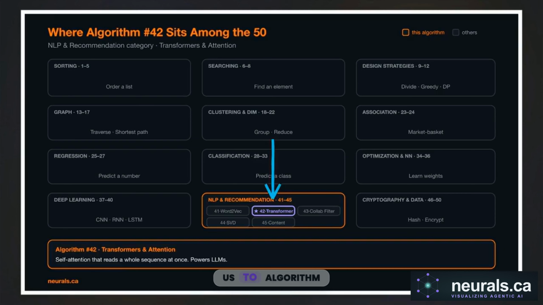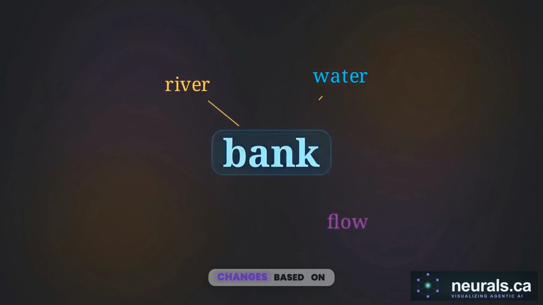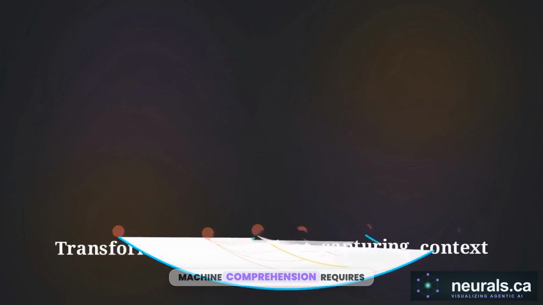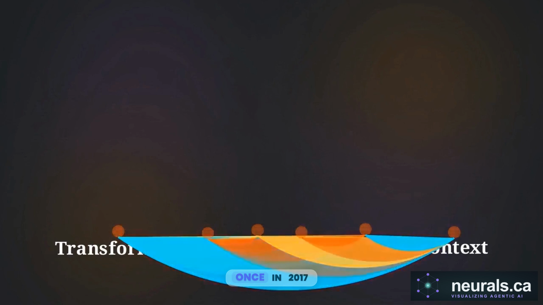This brings us to algorithm 42 in our series, Transformers and Attention. Curious, how do we teach a machine that a word's meaning changes based on the specific words surrounding it? True machine comprehension requires a system capable of calculating the shifting relationships between every word in a sequence at once.